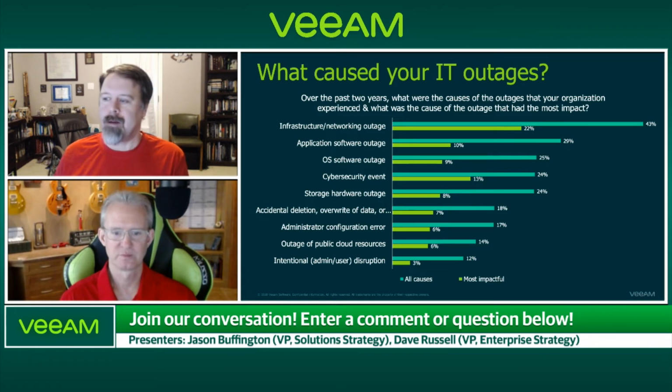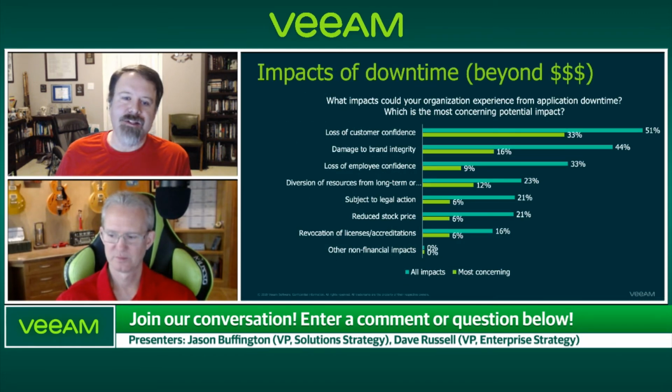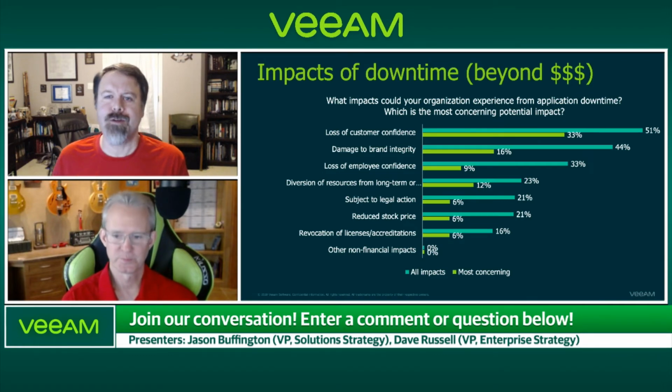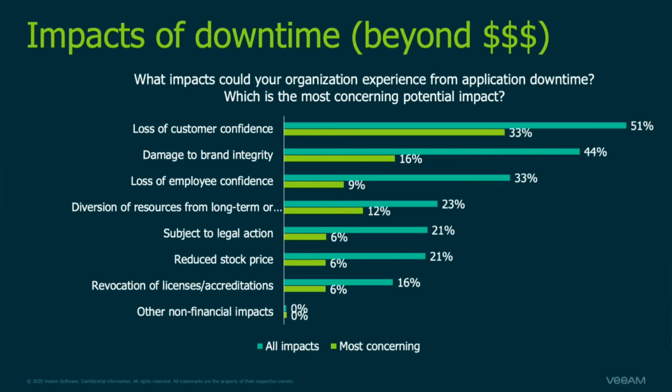Let's bring up our last chart for sharing for today. And that is the non-tangible aspects of downtime. And Dave, you and I have talked about these very early on in our series. I think we spent more time talking about it then. But again, what you see is all the impacts are in the darker green, and the one that was most concerning for executives is in the bright green.